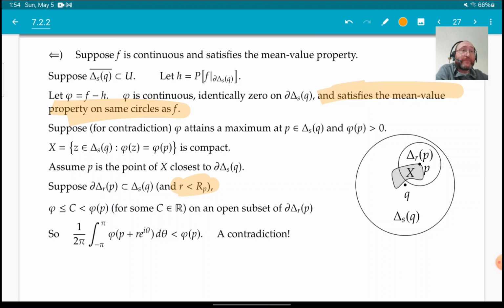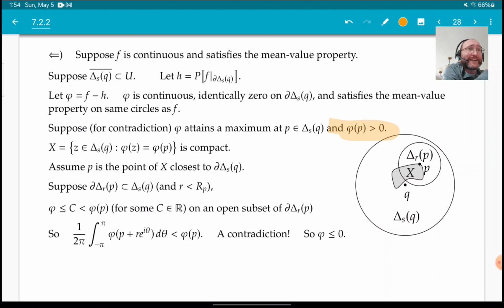Basically, what's happening is that if this is a maximum, then somewhere on this circle we would have to be bigger than phi of p to make this inequality, and we know that we are not, right? We're always less than or equal to phi of p because that's the maximum. All right, so what does that mean? That means that maybe there is a maximum, but it's not positive, right?